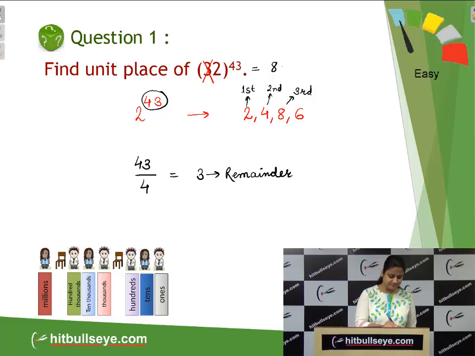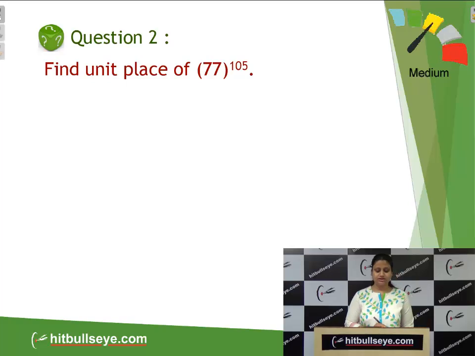Let us move further. Now, we want to find the unit place of 77 raised to power 105. Once again, the 7 at the tens place is of no use. We will scrap that. So my question becomes the unit place of 7 raised to power 105. Now, we will find the cyclicity for 7.